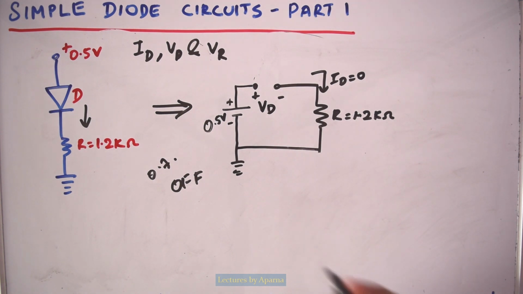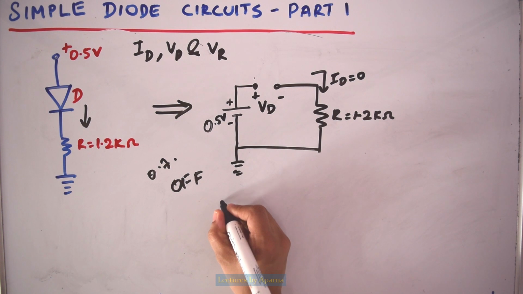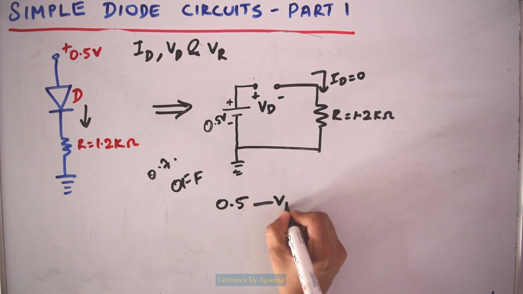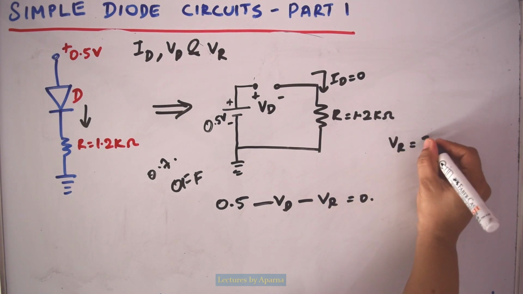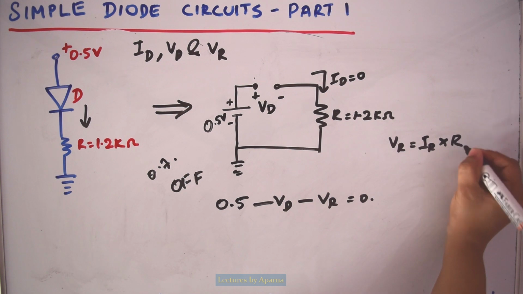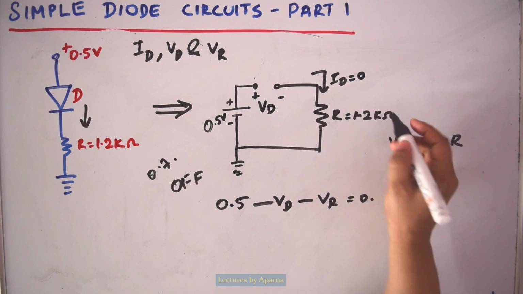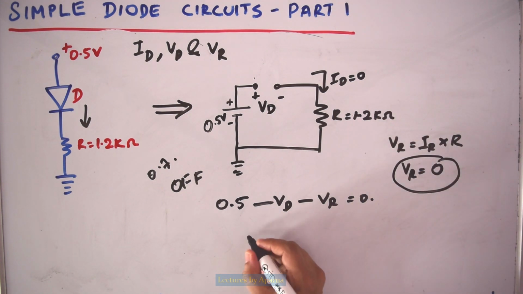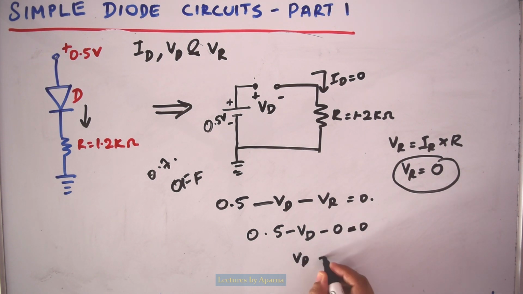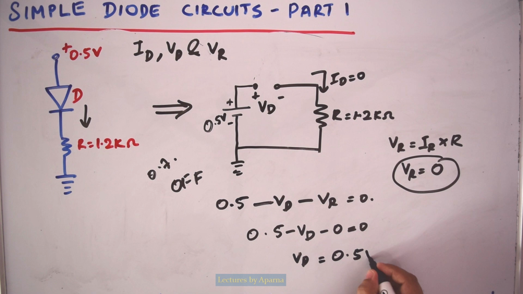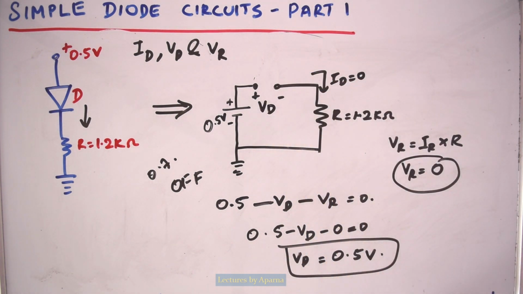Now using the same method, applying Kirchhoff's voltage law, we can write 0.5 minus VD minus VR is equal to 0. Again VR is equal to IR into R, and IR is equal to ID, which is 0. Therefore voltage across this resistance is equal to 0. So 0.5 minus VD minus 0 equal to 0, and VD is 0.5 volt. Therefore voltage across this diode is equal to 0.5 volt.